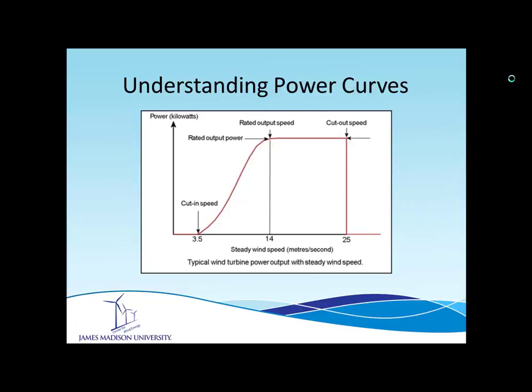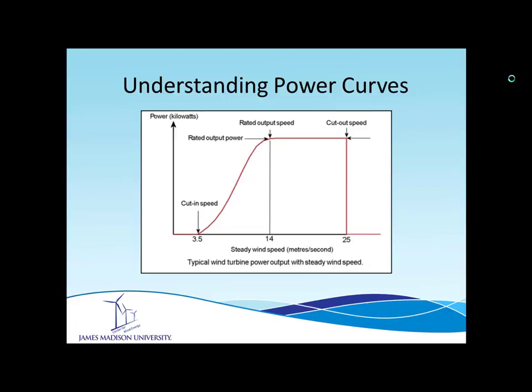The other thing we can do is we can look at the power curve of the turbine that we're looking to install. So this is a generic power curve, but if you search online, you can find power curves for any wind turbine that you're looking at. And so what you do is you are looking at this graph, and it's telling you about how much power in kilowatts or watts you can expect out of that turbine at different wind speeds. So you can see at about 3.5 meters per second, this turbine starts to generate electricity. That's what we call the cut-in speed.